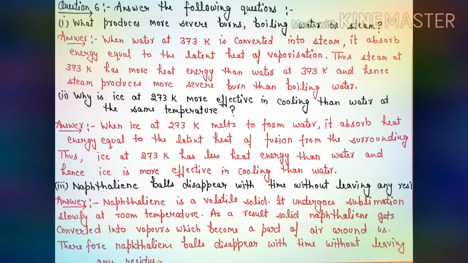Question number third, naphthalene balls disappear with time without leaving any residue. So the answer is, naphthalene is a volatile solid. It undergoes sublimation slowly at room temperature. As a result, solid naphthalene gets converted into vapor, which becomes a part of the air around us. Therefore, naphthalene balls disappear with time without leaving any residue.